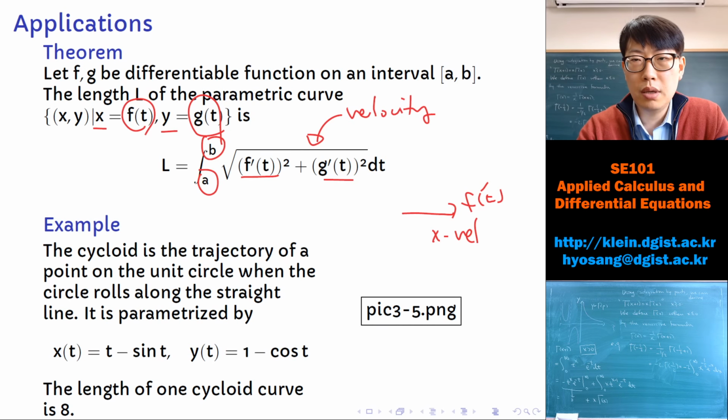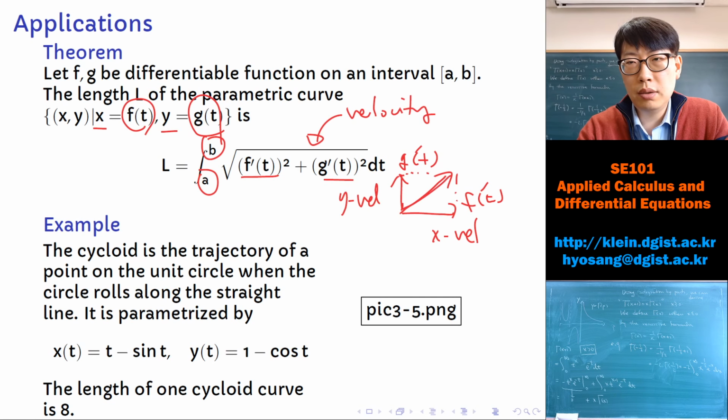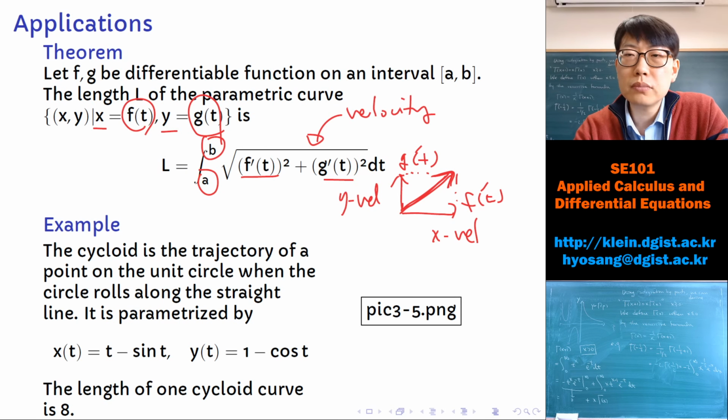F prime t, and g prime t is the y velocity. If you just add these two velocities, this is the velocity at time t, and you're taking the speed of this function because you're going to add up the length, right? So speed is the length of this velocity, by taking the sum of squares and taking the square root. So that's why we get the length, right?